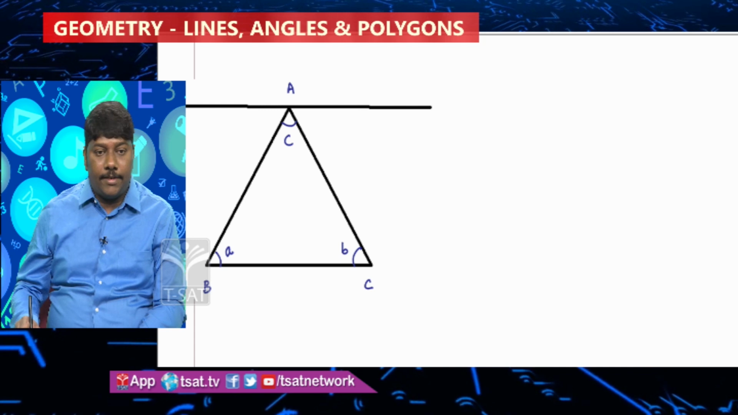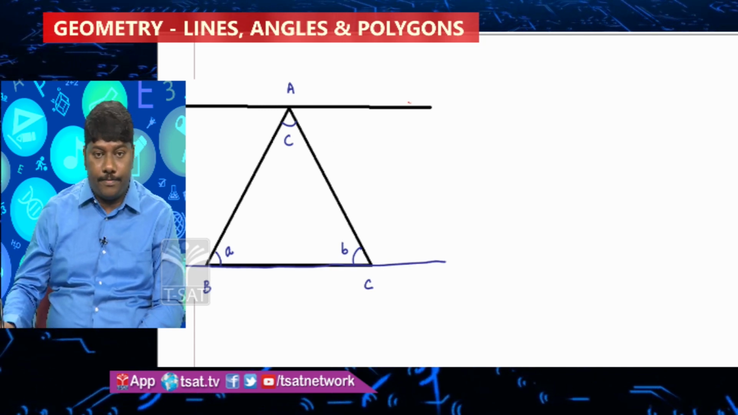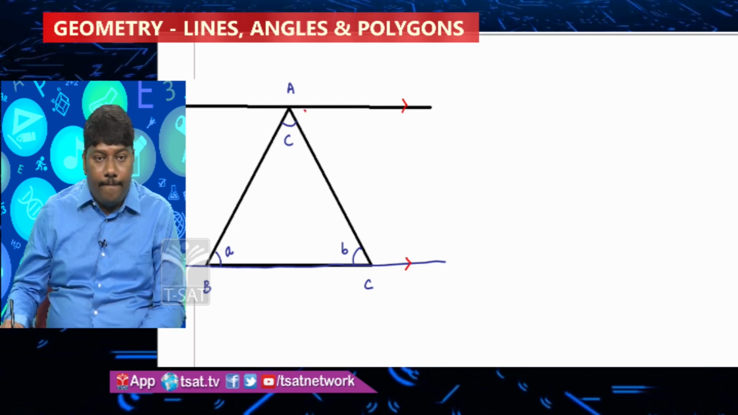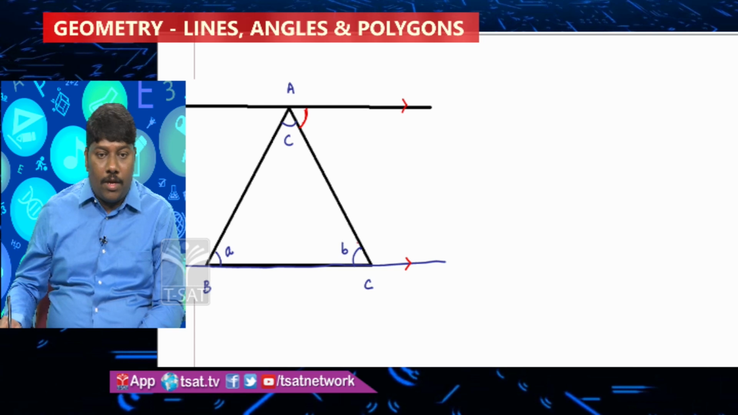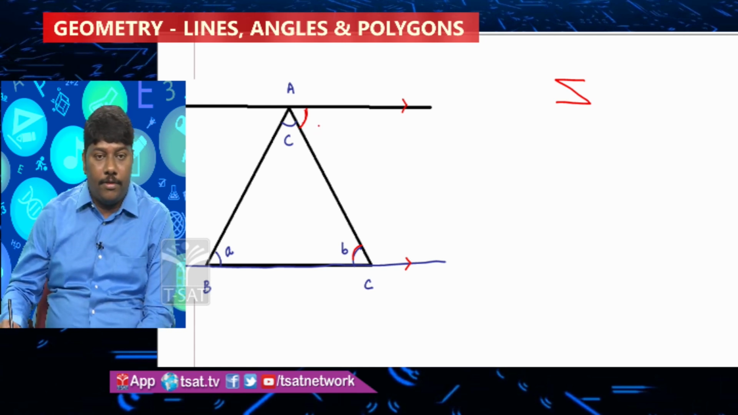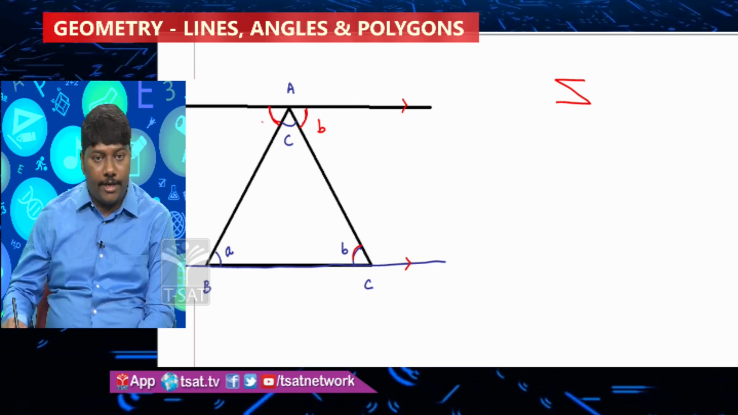If you extend the base of this triangle, it looks like exactly they are parallel lines, isn't it? Now look at this angle and this angle B. It's in the reverse Z shape, and we know that they are alternate interior angles. Therefore, this angle is B. And here, it is in the shape of Z. It is alternate interior angles. This angle is A.